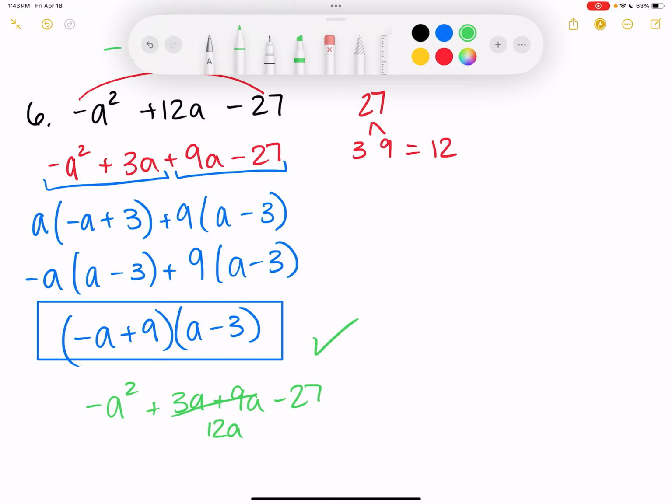And it's fine if you want to cross out the middle and just rewrite it like that instead of having to rewrite the whole thing when you're checking it. That's fine too. All right, any questions on those ones? Because we're getting ready to move into something other than just a negative 1 in front.